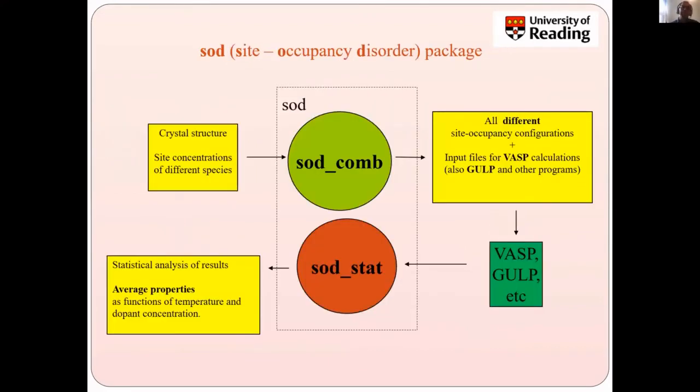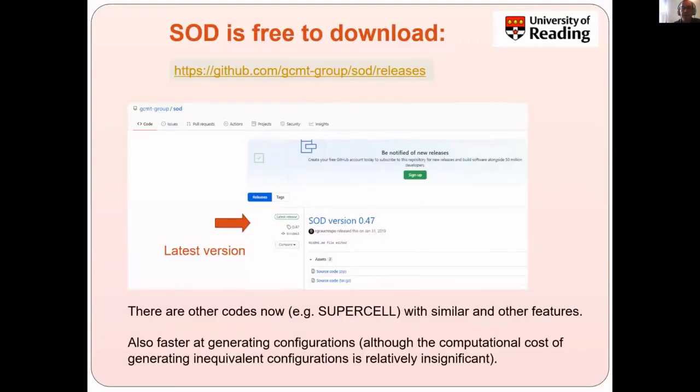So this was incorporated in this code, SOD, which has a few features there to, for example, given the crystal structure and the substitutions that you want to calculate, generate input files and then do some post-processing and obtain thermodynamic and other properties that you want to calculate. The source code is free to download.